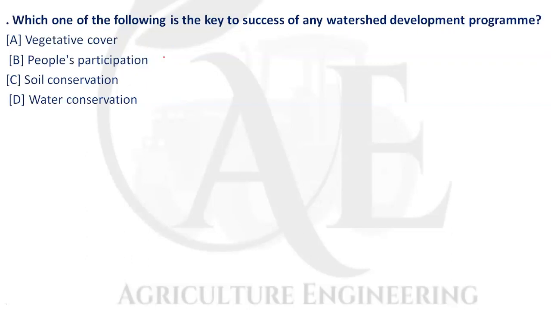Next question. Which one of the following is the key to success? So the main thing, key to success means there should be people's participation. So when there is people's participation, any watershed development program can lead to a huge success. So it is the most important thing, the people's participation. The people around the watershed can be used effectively and their participation is more needed to bring on the success for their watershed development program. So option B is the correct answer.